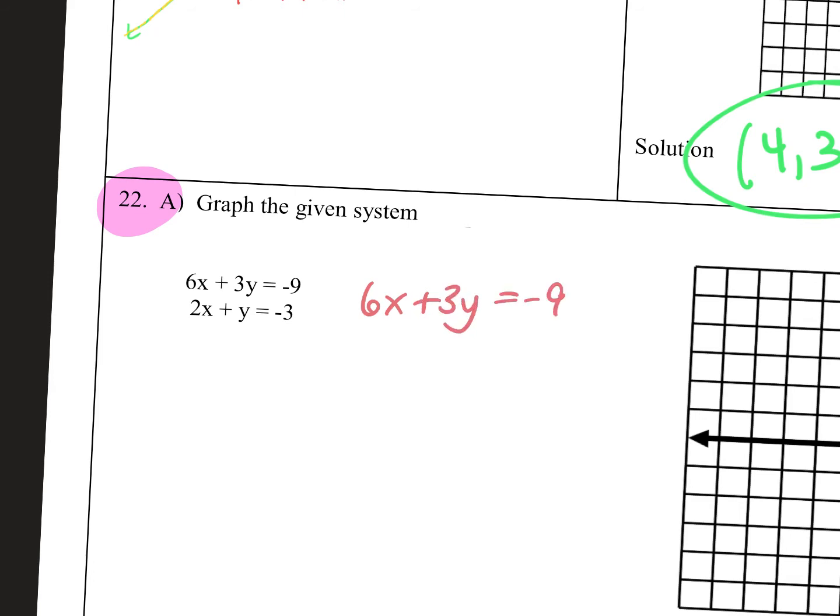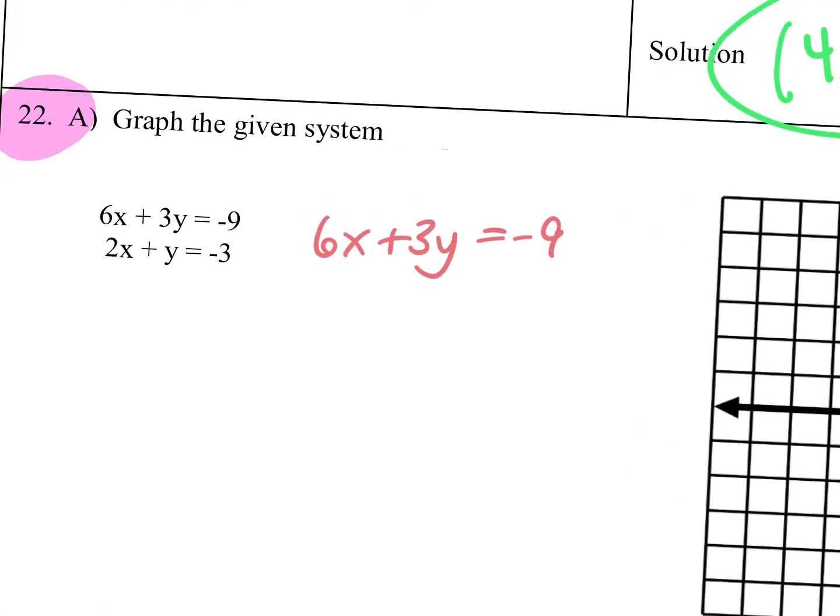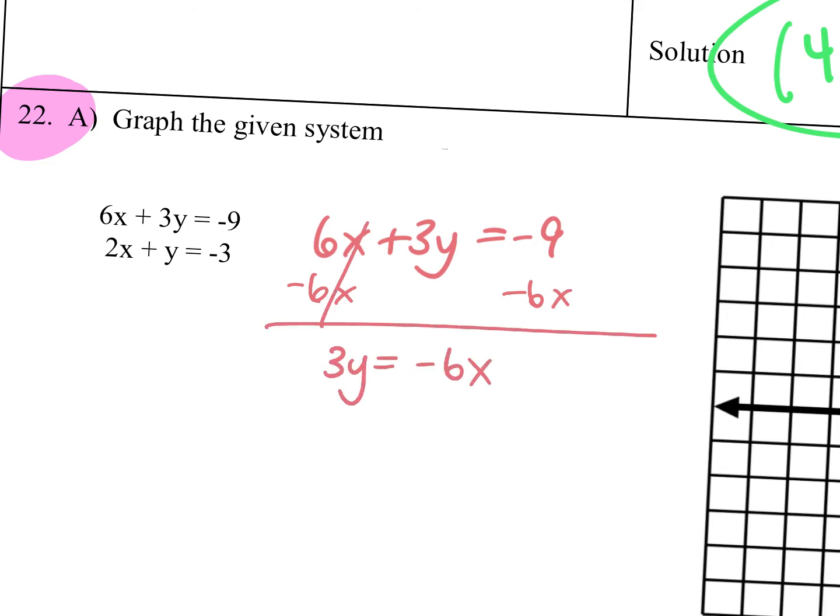What do I do here? I have to do two things. I have to move the x where? To the other side, and then divide by the coefficient of y every single time. So I'm going to say minus 6x. Watch your signs. So you get 3y equals negative 6x minus 9. And then what do I do with the 3? Divide everything by 3. So this first line is y equals negative 2x minus 3.